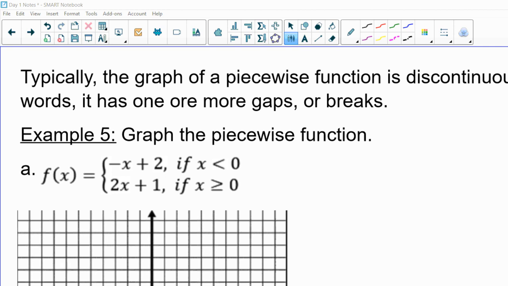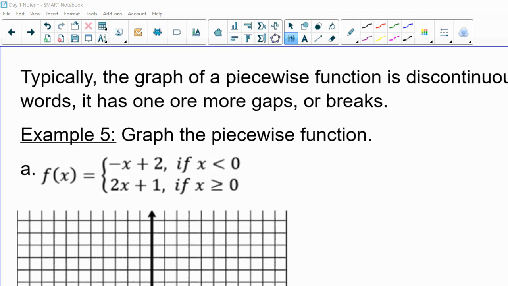So, typically the graph of a piecewise function is discontinuous. In other words, it has one or more gaps or breaks. So what that means is if I'm drawing a piecewise function, many times I will have to lift my pencil. I won't be able to graph the entire thing without ever lifting my pencil. I'll have to jump from one piece to another. Sometimes I don't have to lift my pencil. Sometimes I can do it all in one drawing.